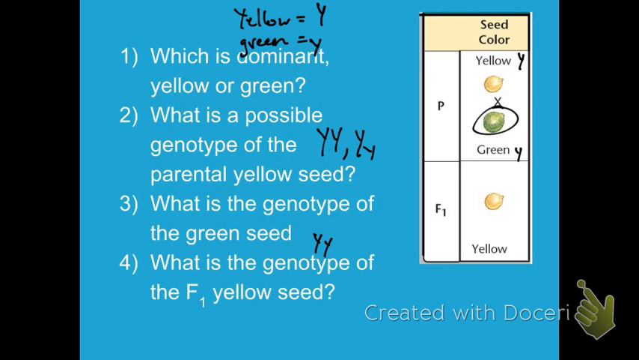And then what is the genotype of the F1 seed? Well, it could be big Y, big Y, or it could be big Y, little y. So it could be homozygous dominant or heterozygous. Now, if you think about it, it has to be what, though? It has to be homozygous dominant. Or, I'm sorry, heterozygous. Okay? All right.